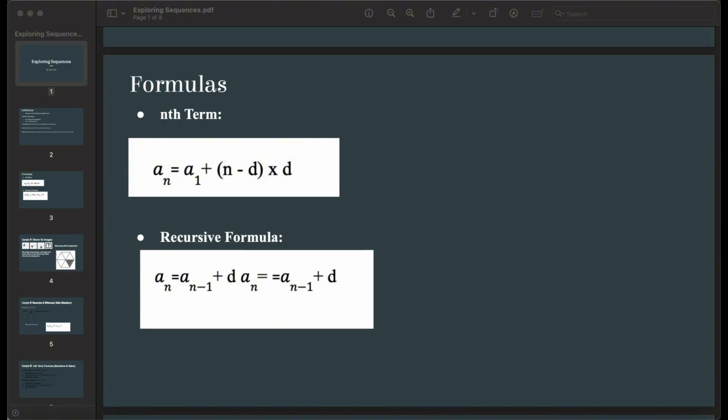The recursive formula works a little differently. Instead of jumping to any term, it builds the sequence one term at a time. It tells you the next term by using the previous one and then adding the common difference. So with this formula, you can't skip ahead. You have to move through the sequence step by step. Both formulas describe the same pattern, they just give you two different ways to get the value you want. One is fast and direct, and the other is more gradual and shows how the sequence grows.